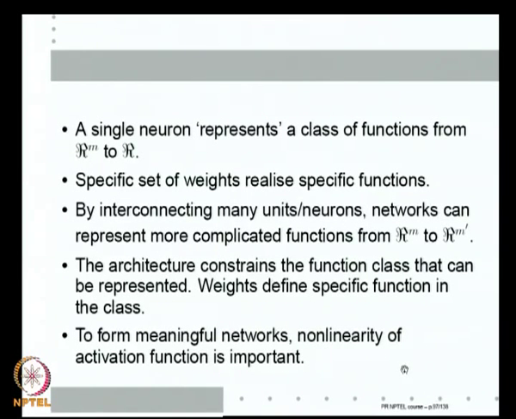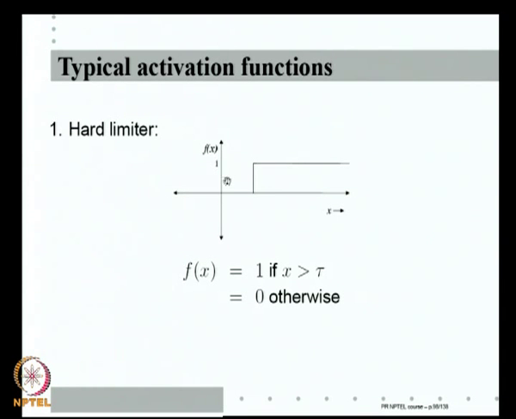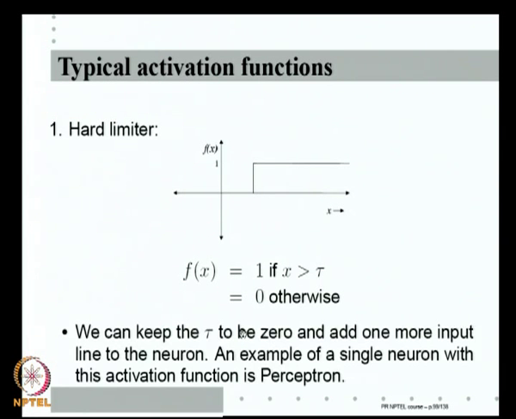Typical activation functions used in these models are things that we have already seen. One is what is called a hard limiter. Essentially, if the net input, the argument to the activation function, is greater than some threshold tau, then the output is 1, otherwise it is 0. Of course, as we have already seen in the perceptron case, I can always take tau to be 0 by pushing tau to the input side. We will see that later on.